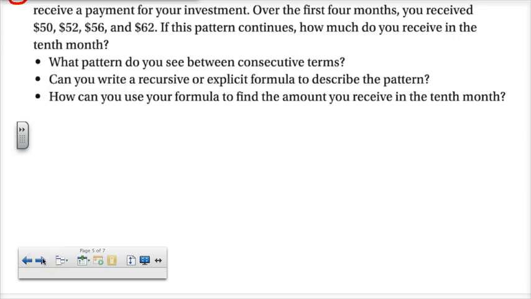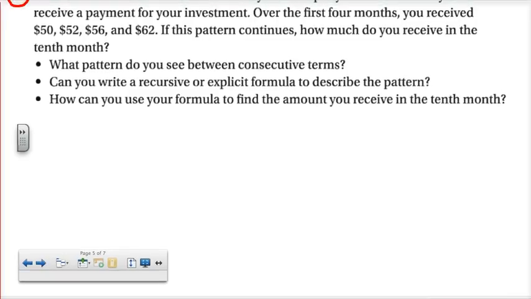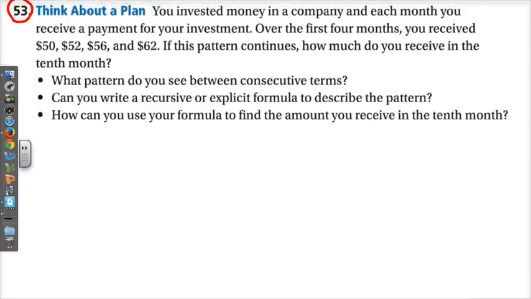Okay, here's the word problem. Think about a plan. I thought this was earlier in the assignment. You invested money in a company and each month you receive a payment for your investment. Over the first 4 months you receive $50, $52, $56, and $62. If this pattern continues, how much do you receive in the 10th month? And it says, what pattern do you see between consecutive terms? And then can you write a recursive or explicit rule to describe the pattern? And how can you use your formula to find the amount you receive in the 10th month?